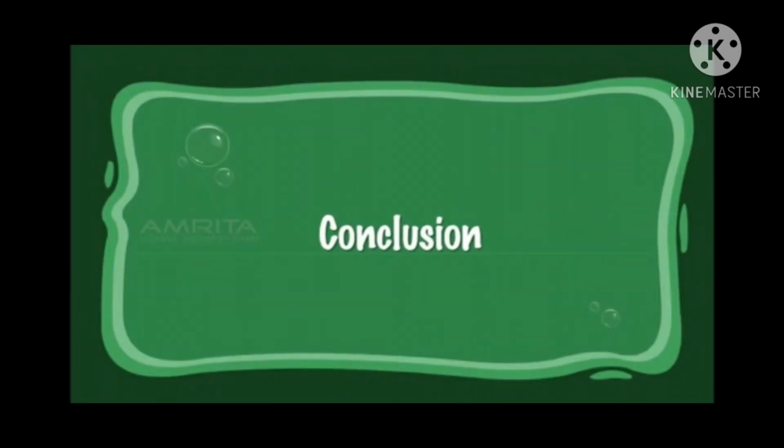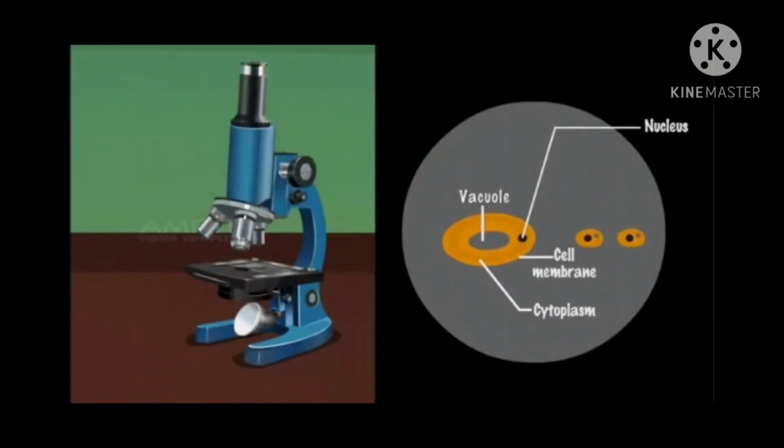Conclusion: we have been able to observe the bud formation of a yeast cell on the slide. We can conclude that the slide shows the asexual reproduction process of budding in yeast.